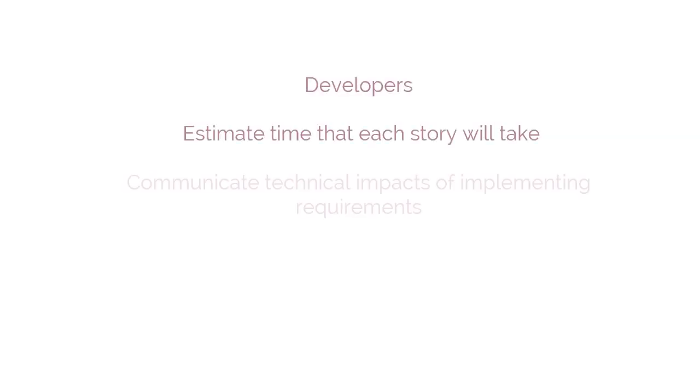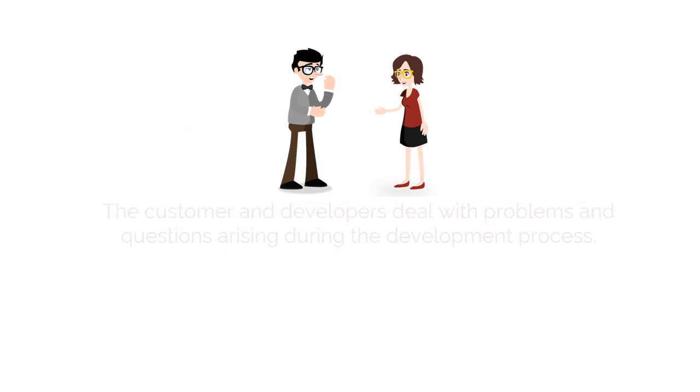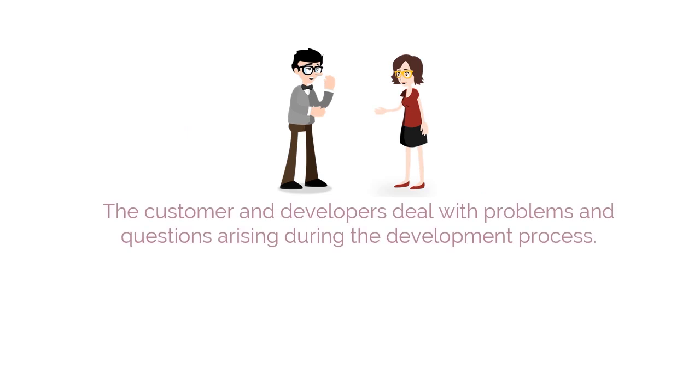of release, while the developers estimate the time that each story will take, communicate technical impacts of implementing requirements, break down the stories into tasks, and allocate work among themselves. Apart from performing the above-stated functions, the customer and developers deal with the problems and questions arising during the development process. The planning game is further divided into 2 phases: release planning and iteration planning.